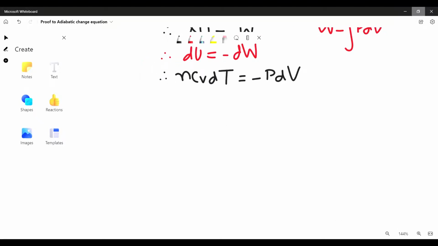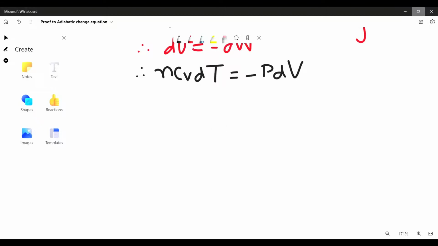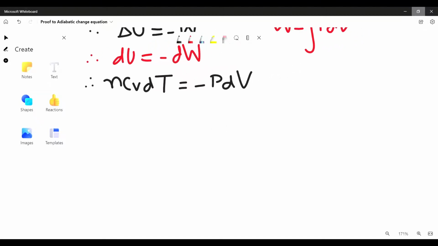And actually here, we're almost there. All we need to do is use our ideal gas equation. So I'll write here in blue, PV is equal to nRT. Therefore, we know the pressure is equal to nRT over volume. I'm just substituting in pressure because we're trying to find the expression in terms of volume and temperature.